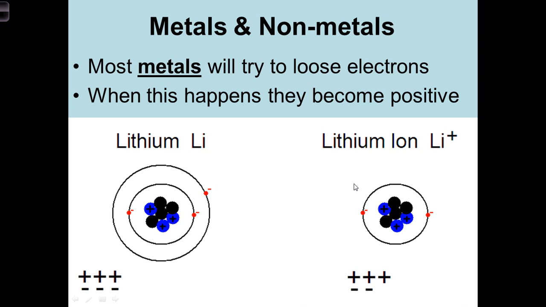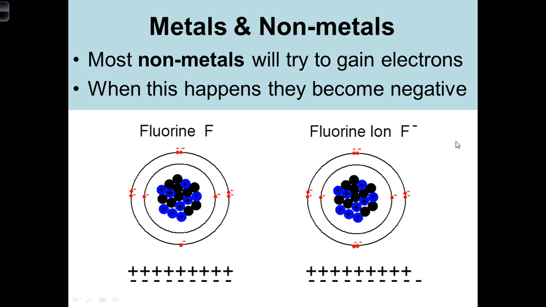So let's have a look at a non-metal. So most non-metals will try to gain electrons. And when this happens, they become negative. So fluorine, here, you can see if we look at the outer shell, it has 7 electrons in its outer shell. There's 1 unpaired electron over here. A fluorine atom starts with the same number of protons as electrons, as shown by the little pluses and minuses underneath the diagram.